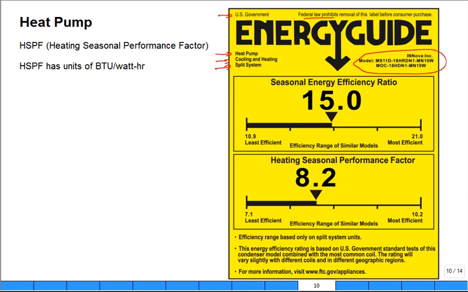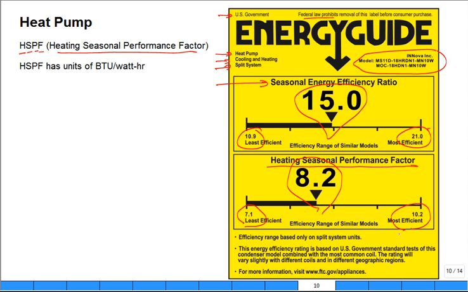Well, notice they give you the seasonal energy efficiency ratio. Hey, this is around a 15 in a range of about 11 to 21. And they also give you a new metric. It's the heating seasonal performance factor, HSPF, heating seasonal performance factor. Its number is, for this unit, 8.2, where the least efficient is 7 to most efficient 10 comparable models.